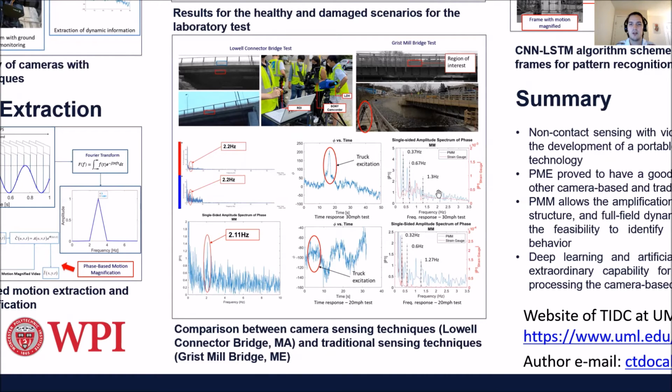We also got a very good correlation between the strain gauges that were installed on the bridge and the phase-based motion estimation. So with that, this data set can be used in the future for possible damage detection using either a machine learning algorithm or an outlier detection algorithm.